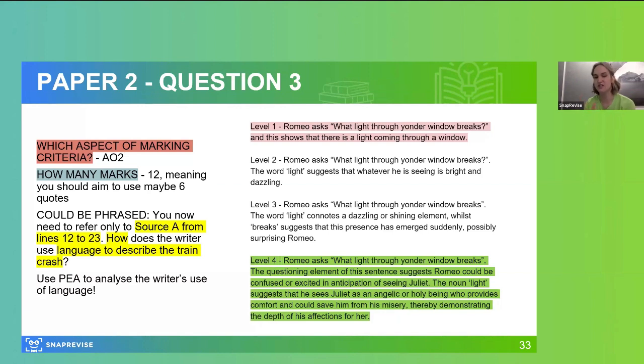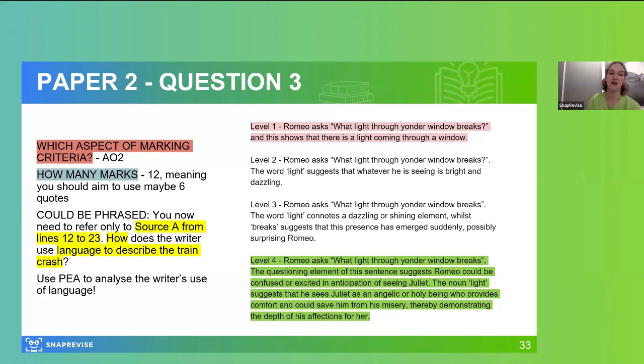So again, you can see this is really good analysis. You're talking about the fact that, even though I've put it as a full stop and I haven't included a question mark, always remember your grammar, even though it's a question, it suggests something to you about his state of mind, the personification of Juliet as the light, or in the next sentence as the sun, suggests how he's thinking of her as something angelic and holy, and how that contrasts with what we already know about Romeo, and the depth of his affections for her.